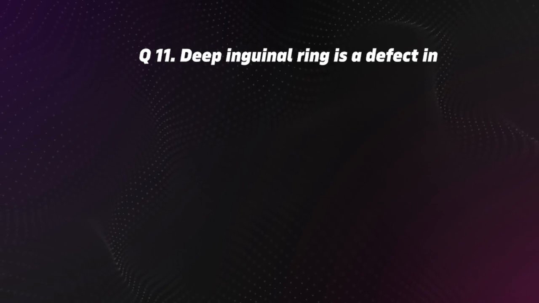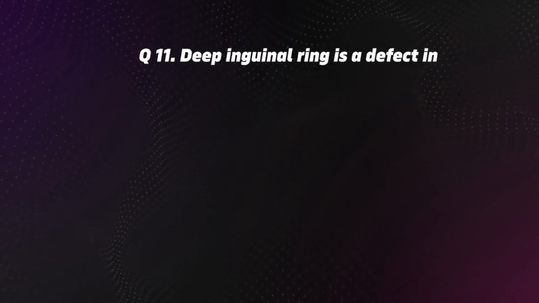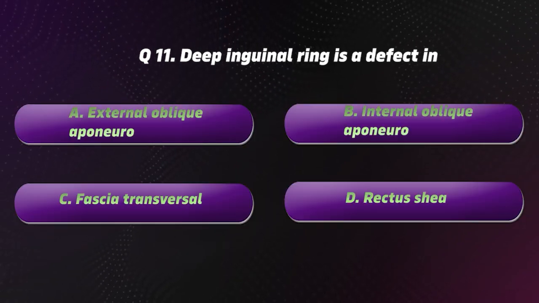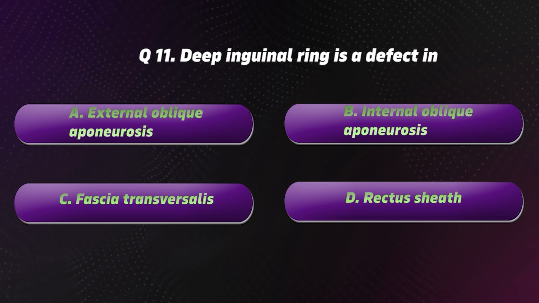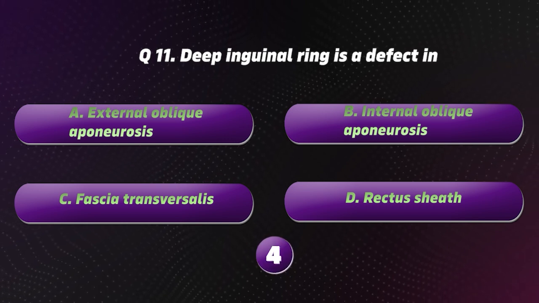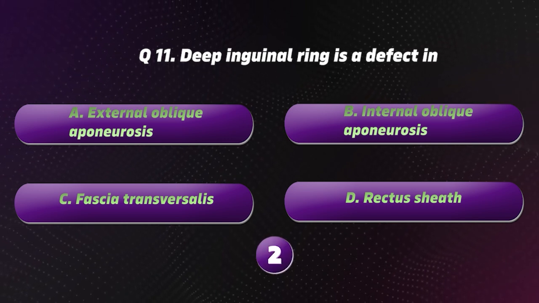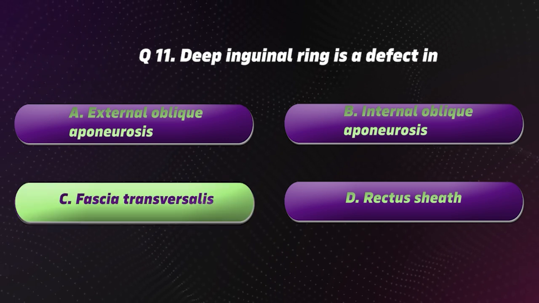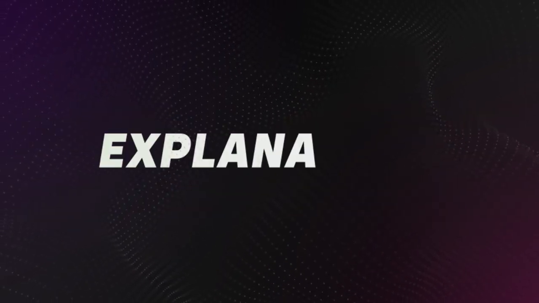Question 11. Deep inguinal ring is a defect in. Here are the options. A. External oblique aponeurosis. B. Internal oblique aponeurosis. C. Fascia transversalis. D. Rectus sheath. And the correct option is C. Fascia transversalis. Here's the explanation.